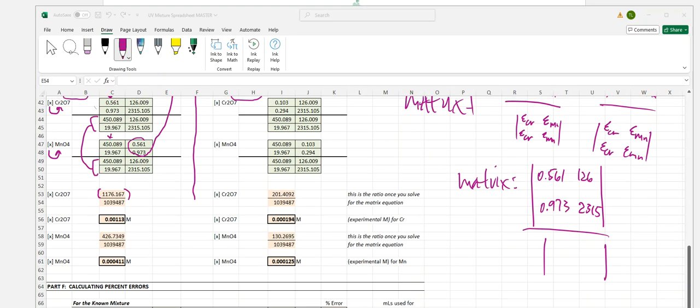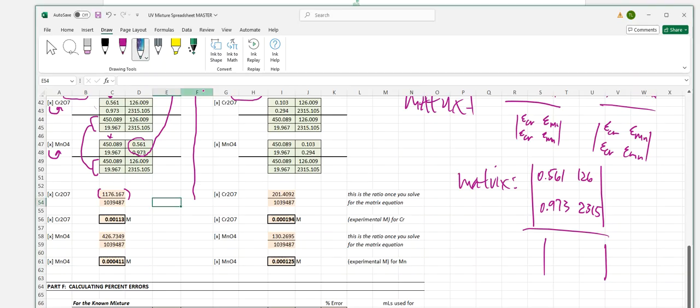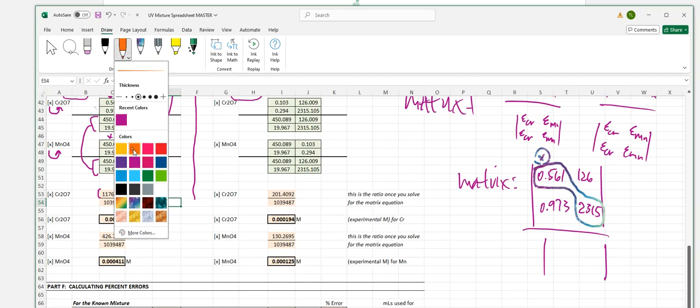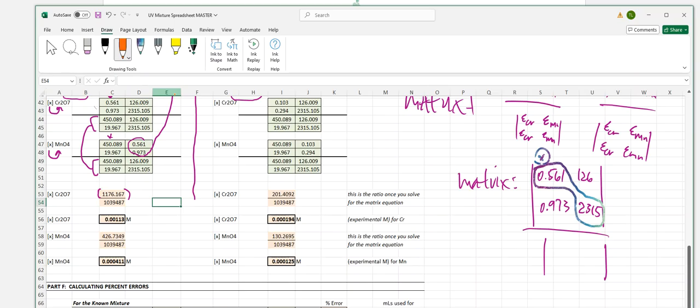Well, here's the secret. It's cross multiplication and subtraction. So you're actually going to take 0.561 and 2315 and multiply these numbers. And then on the other side, you will take 0.973 and 126 and multiply those numbers. And those products get subtracted from each other. All right, so I'm going to erase that bottom. Keep in mind there is a bottom piece.